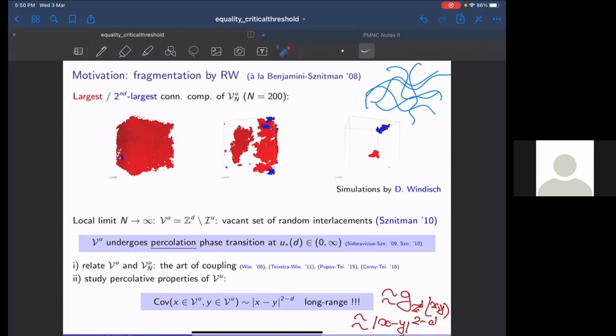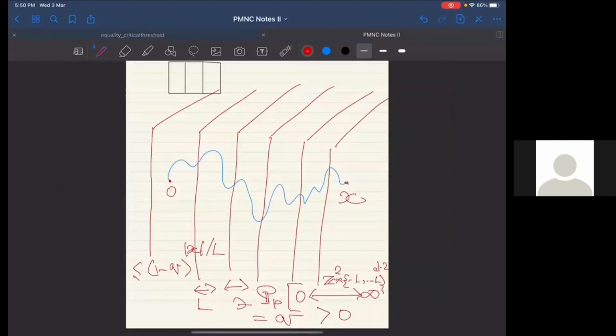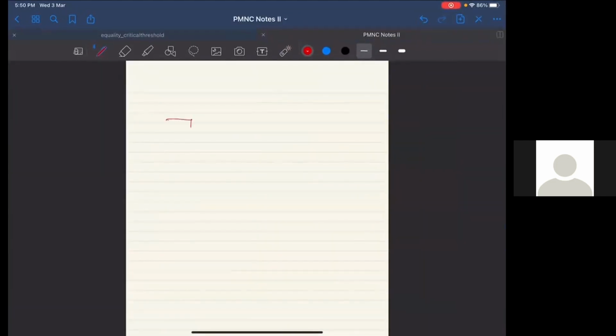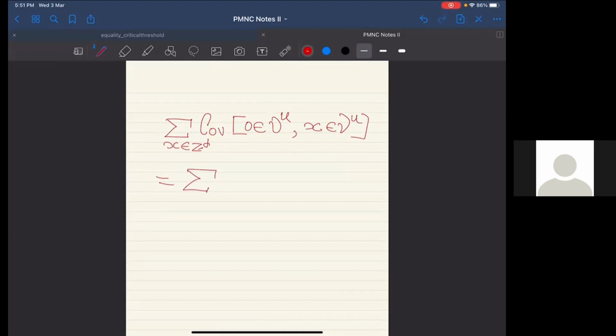What do I mean? One consequence is this. Let's do a simple calculation and sum up the covariance. Let's fix one point, say 0, which belongs to the vacant set, and x belongs to the vacant set, and let's sum over all of Z^d.